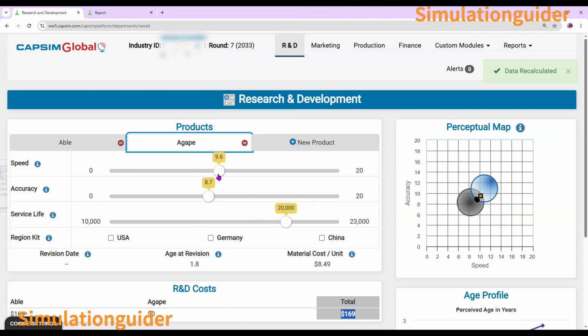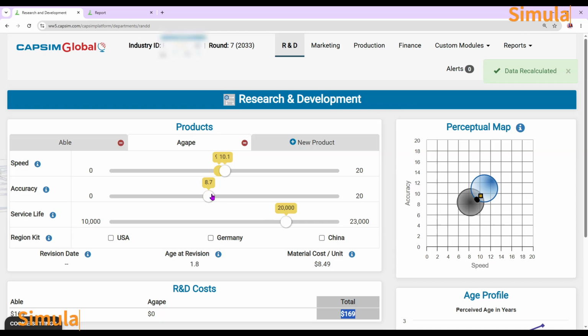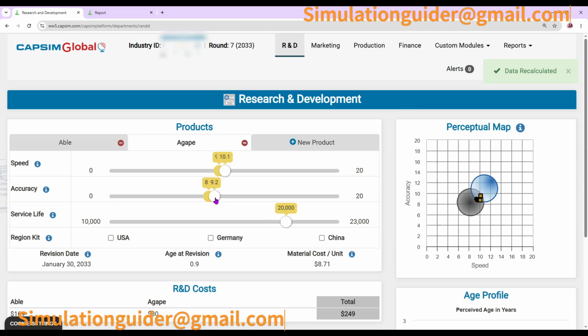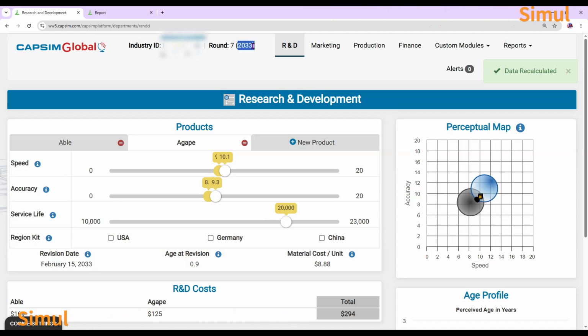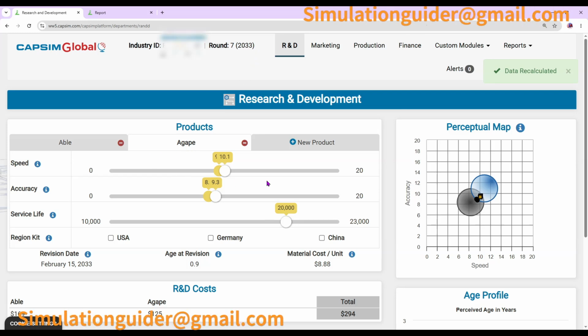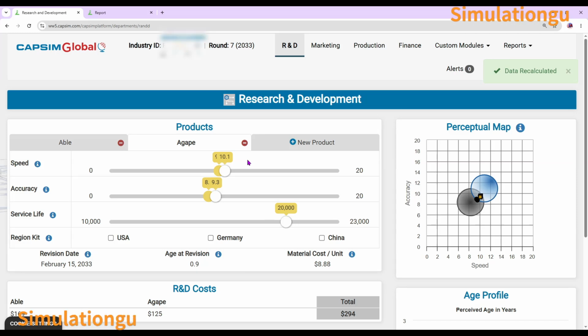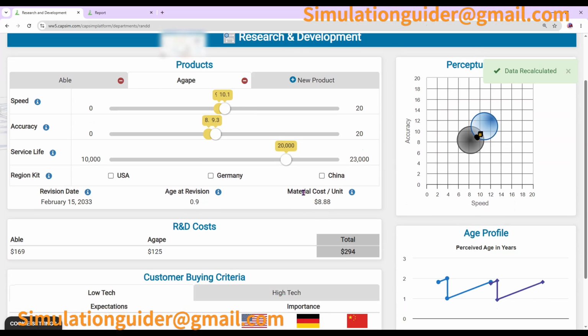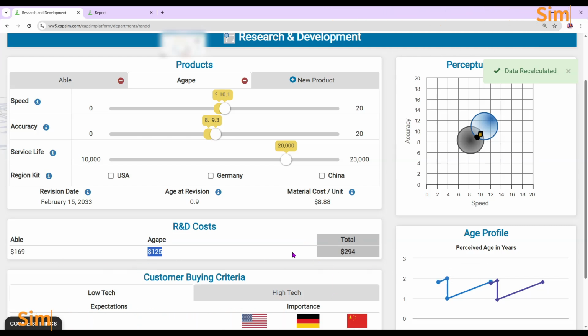Next product is Agep. For Agep, I want us to give it a speed of around 10.1 and 9.3 for the accuracy. You can see that the revision date is February 15th, 2033. So we are also selling it within the year 2033. So that's quite recommendable for this product. Next on, we can now move to marketing, but before that we can also check out the material cost is at 8.8, 294 for the R&D cost. That's the total for the two products. Able 169, Agep 125. So we are trying as much as possible to cut down on costs.